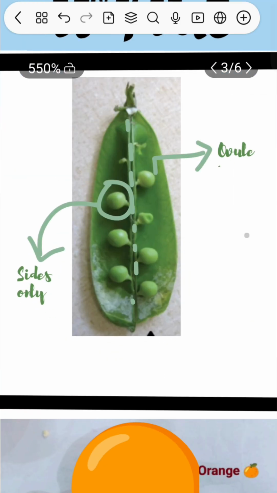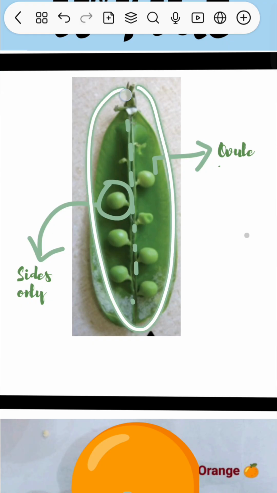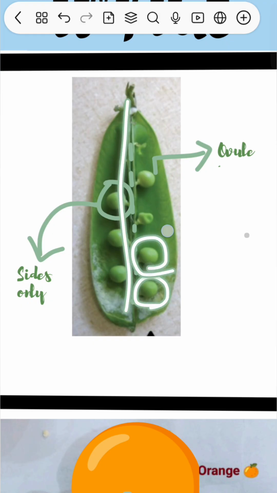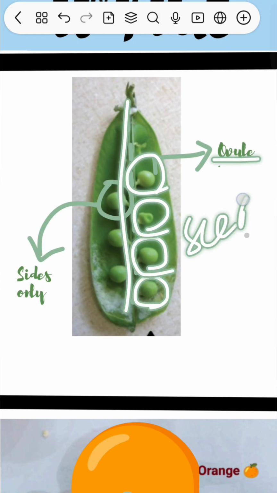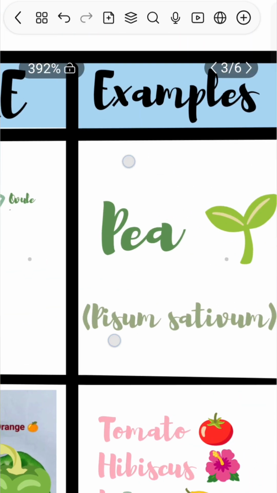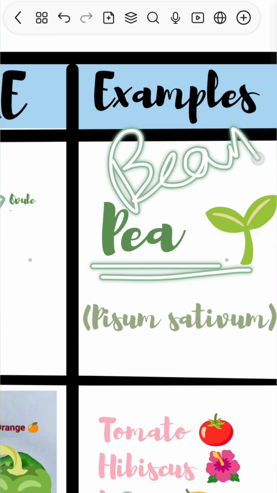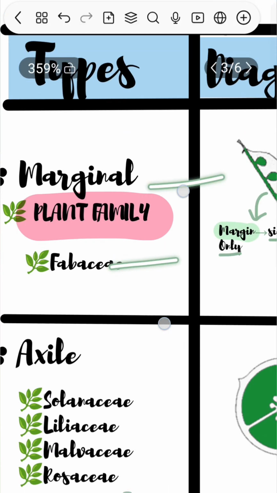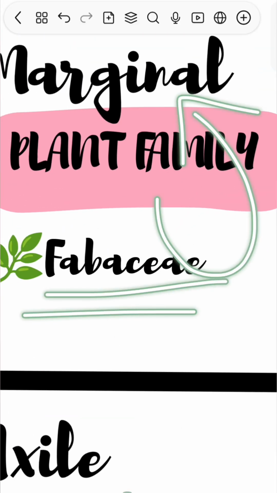Okay, see inside. This is a pea pod, right? I've cut it. You can see these small rounds are called ovules. Ovules are what? Seeds. You can see the seeds are arranged only on the sides. So this placentation is called marginal. Example is the pea plant, beans. All the Fabaceae family comes under marginal.